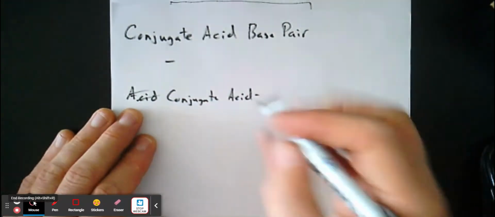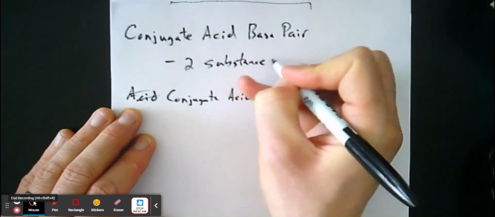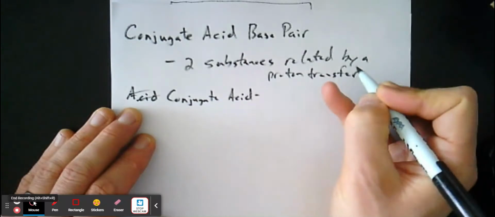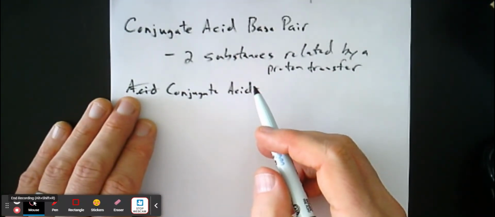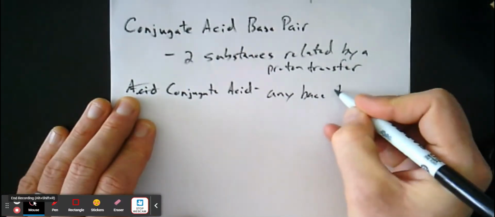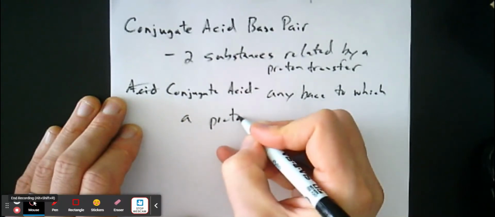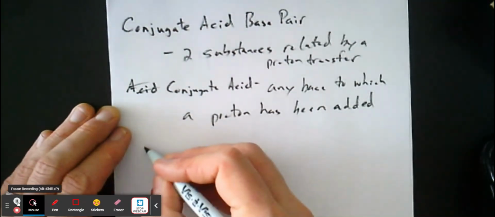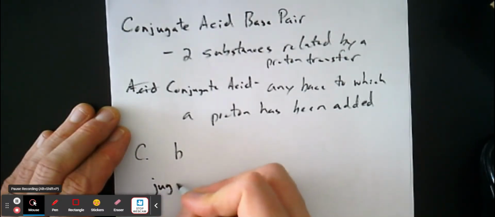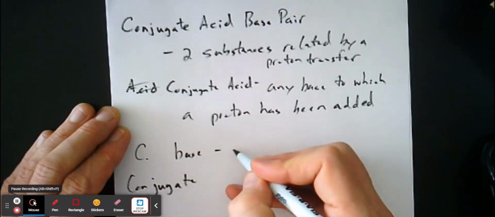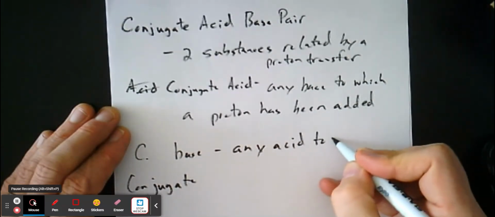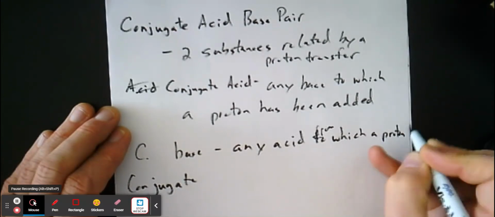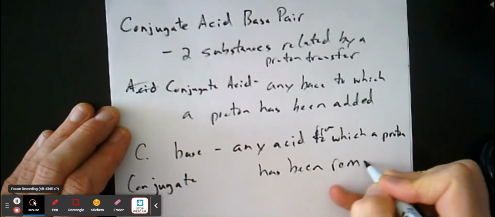Now, a conjugate acid-base pair is two substances related by a proton transfer. A conjugate acid is any base to which a proton has been added. A conjugate base is any acid from which a proton has been removed.